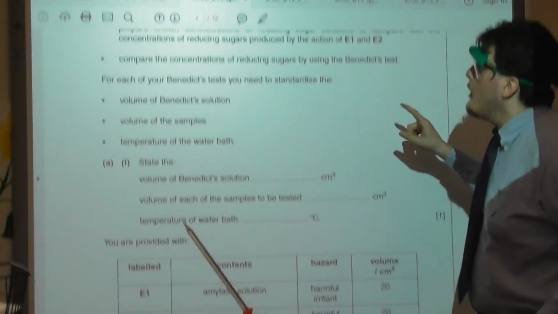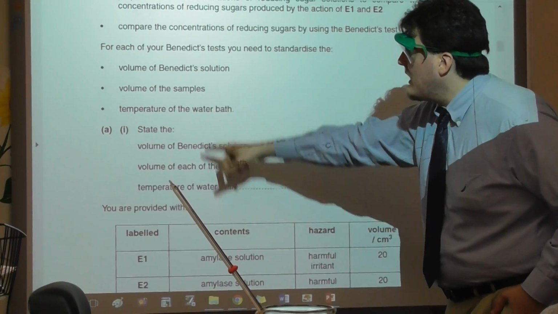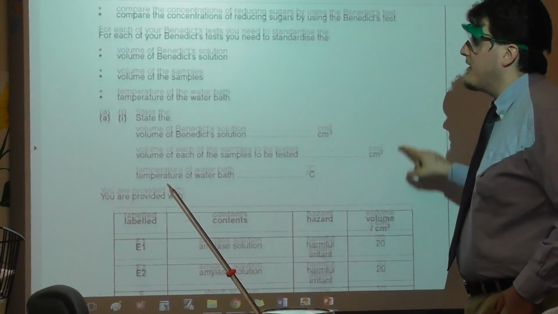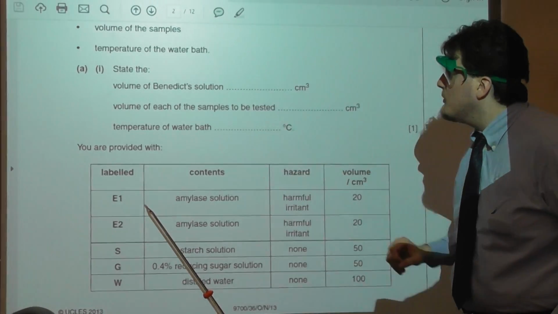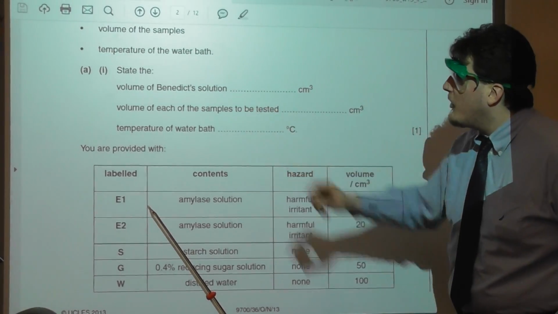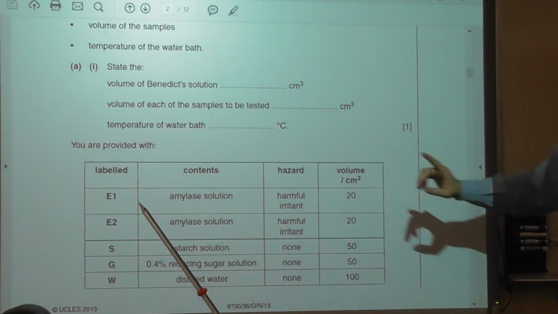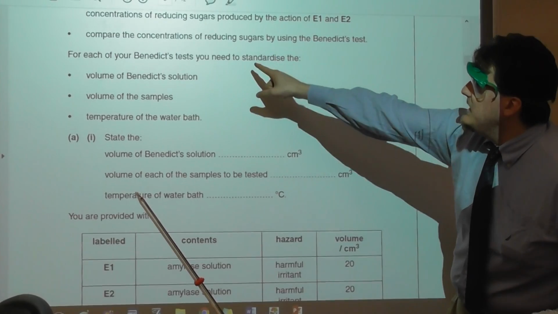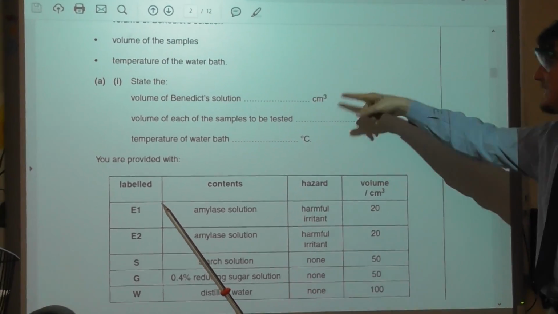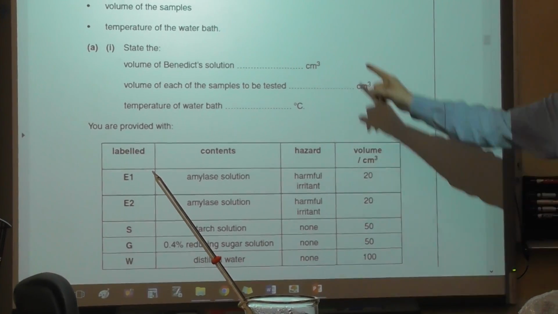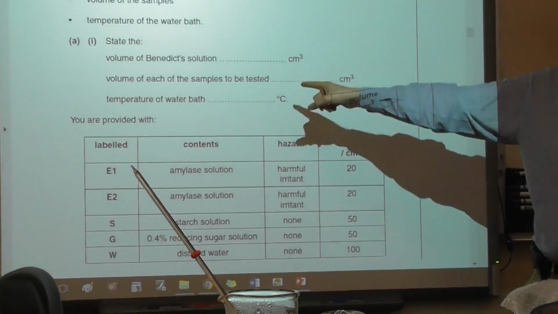Okay, so for each of your tests, you need to standardize the volume of Benedict solution, the volume of the samples, and the temperature of the water bath. A1 is state the volume of the Benedict solution and the volume of each of the samples to be tested and the temperature of the water bath. That's worth 1 point. So they told me that I needed to standardize this, which means that by asking me this and then giving me a blank to fill in, what they're really asking me to do is decide what I'm going to use here.